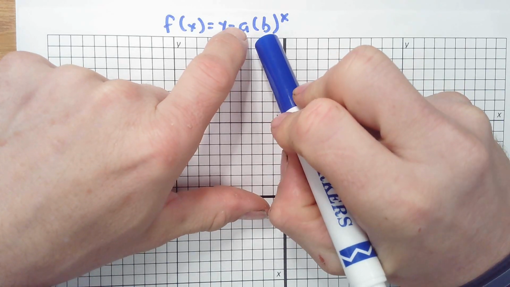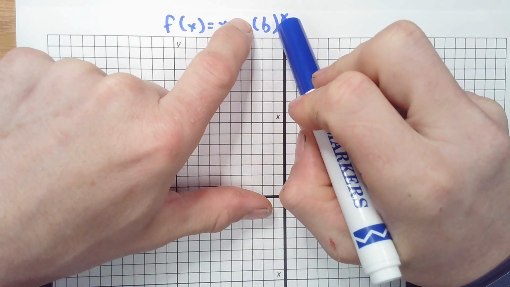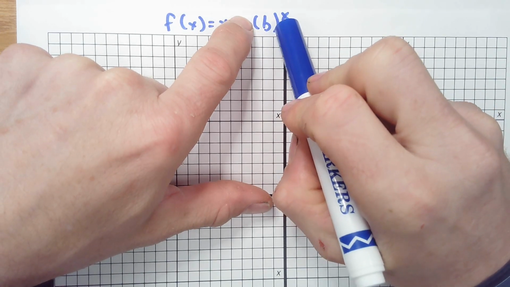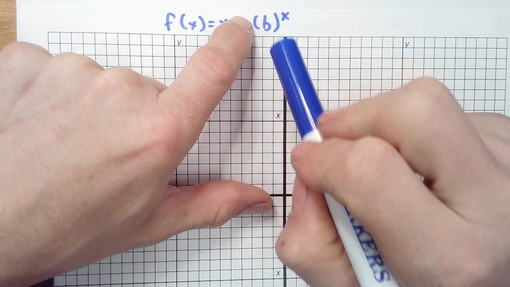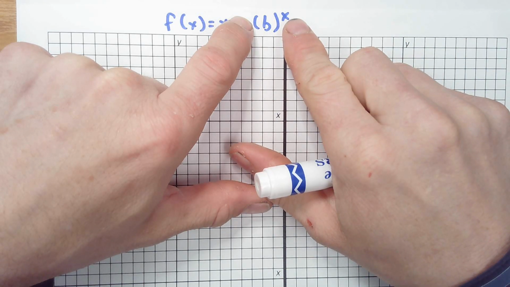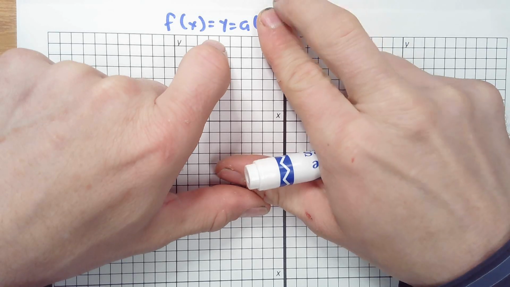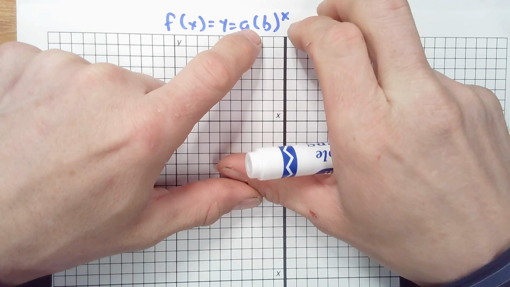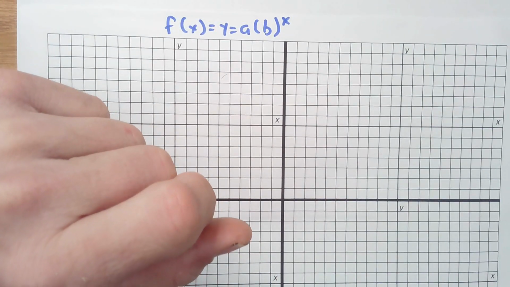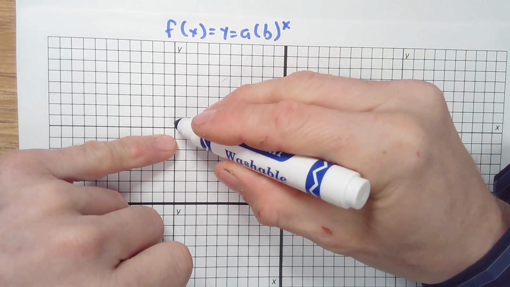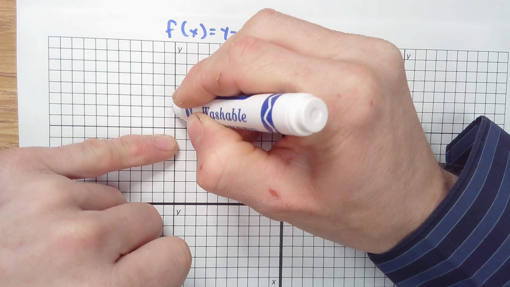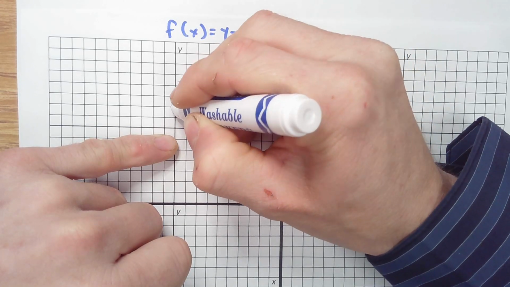So if I put in a 0 for x, anything raised to the 0th, you'd know equals 1. So if x is 0, then a is whatever a is times 1. So that effectively gives you your y-intercept. When x is 0, this will be your a value. We'll say it's right here. So in that case, a would be 2.